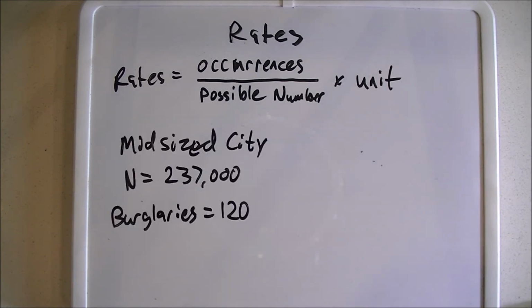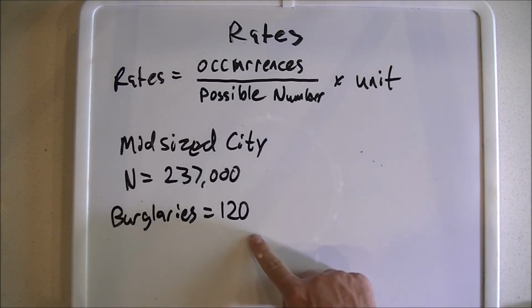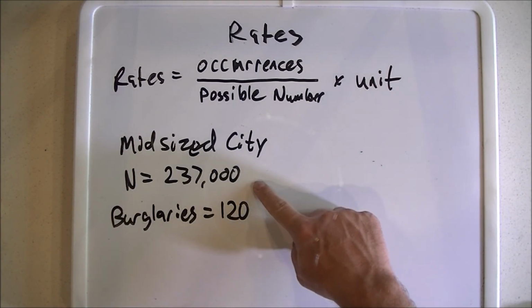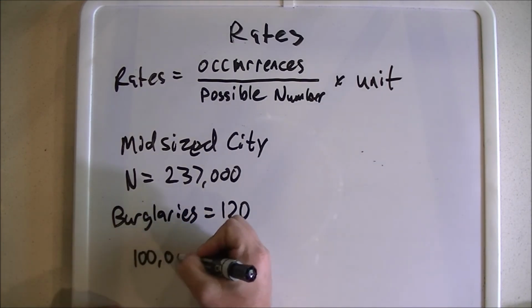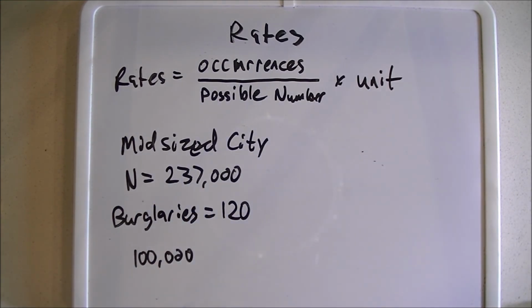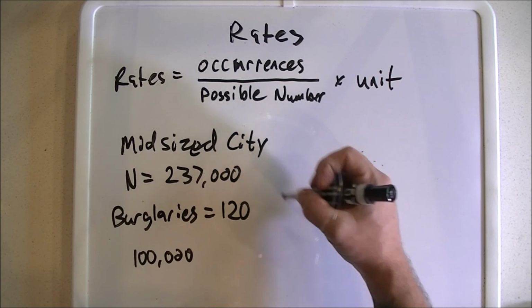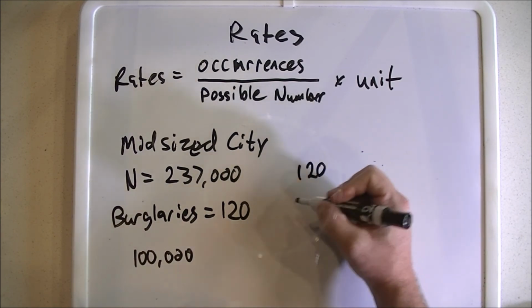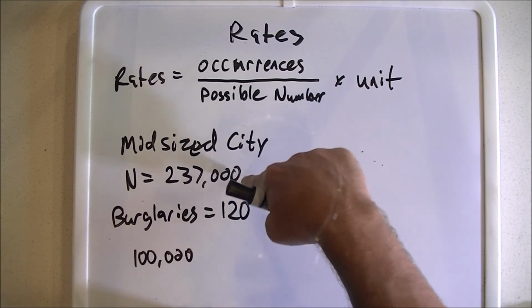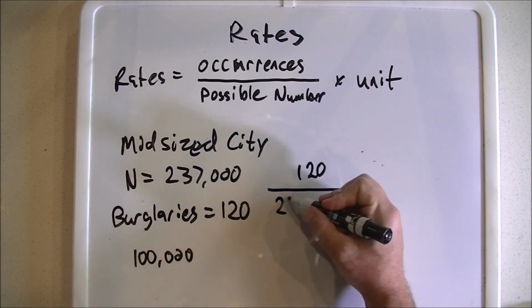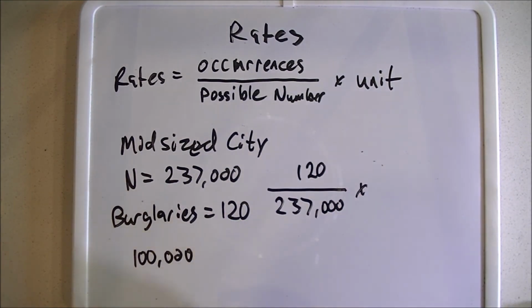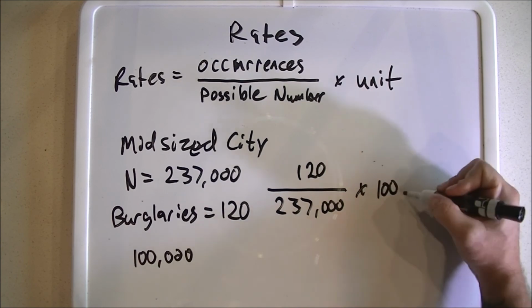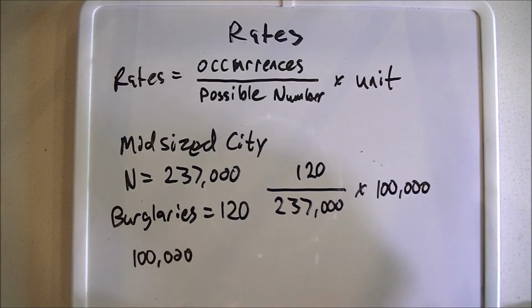Let's say last year in a mid-sized city there were 120 home burglaries out of 237 homes. We want to know, out of every 100,000 homes, how many burglaries occur. So we'd represent the number like this. The number of occurrences is 120 divided by the total possible number, so that's our total households here, 237, times our standard unit. So we're looking at per 100,000 homes, and that's our standard unit.